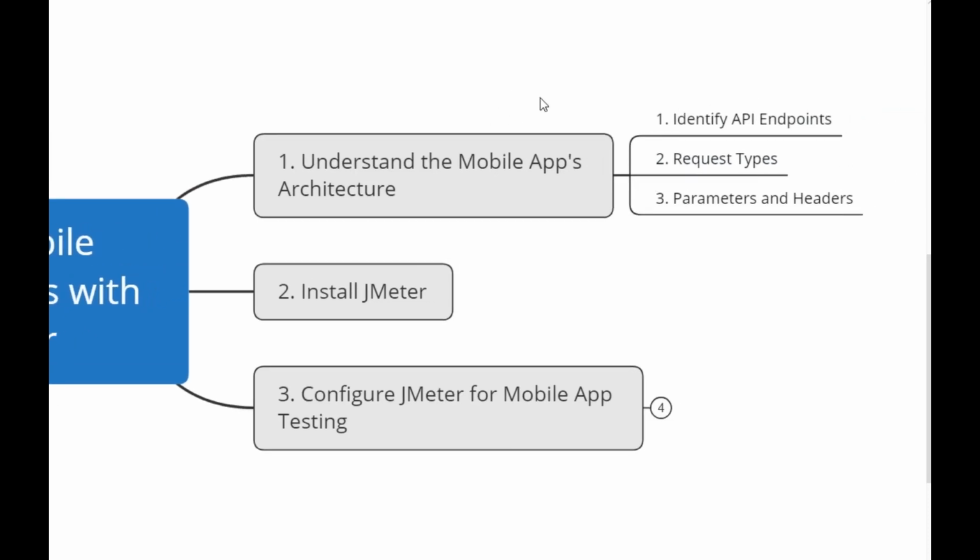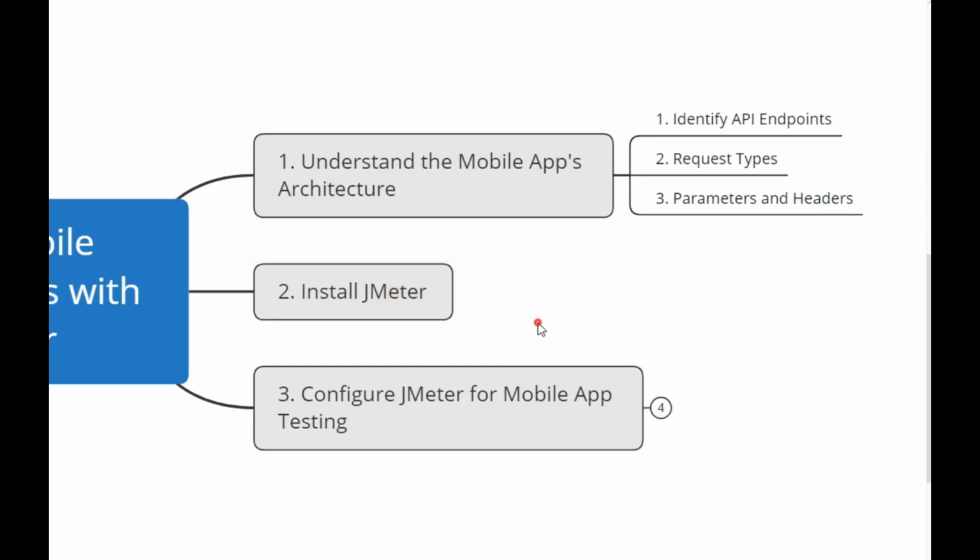identify API endpoints, determine which APIs your app is using to communicate with the backend. This may include endpoints for user authentication, data fetching, form submissions, and so on. Request types. Understand the types of HTTP requests used, for example, GET, POST, PUT, DELETE, and so on. Parameters and headers. We need to identify parameters, headers, cookies, and authentication tokens required by each request.